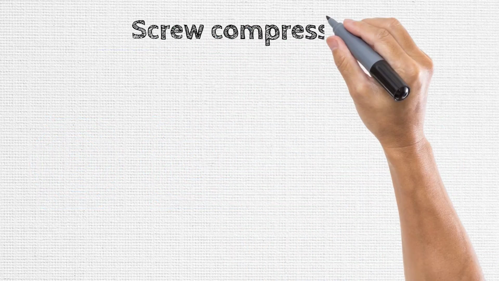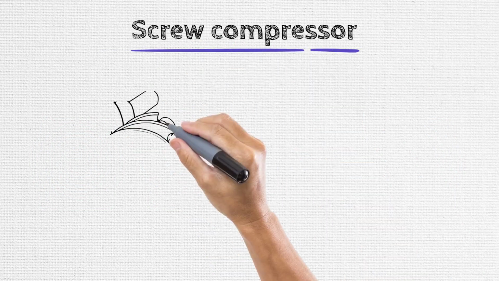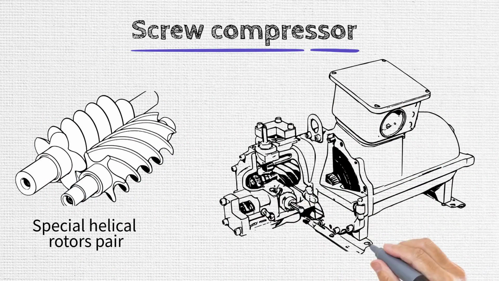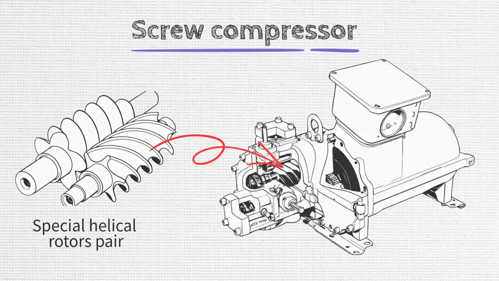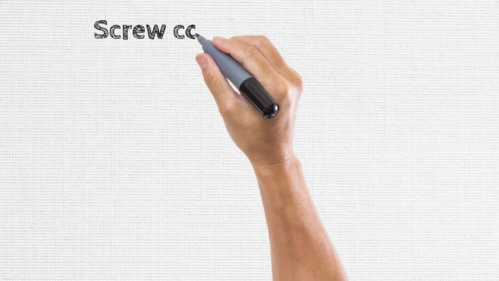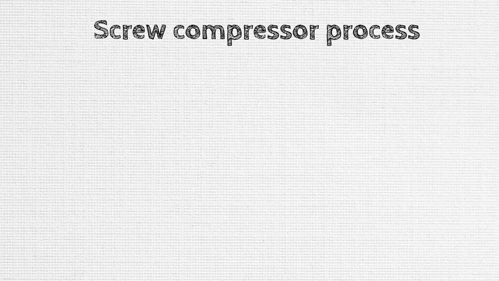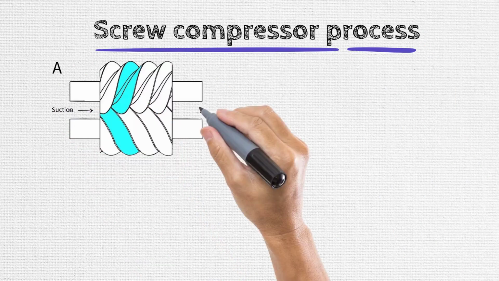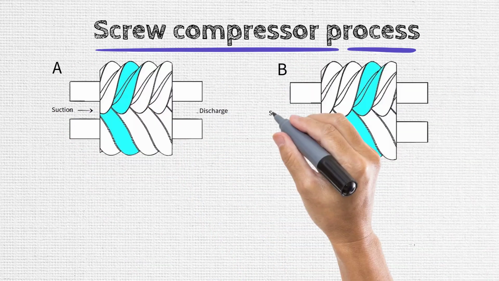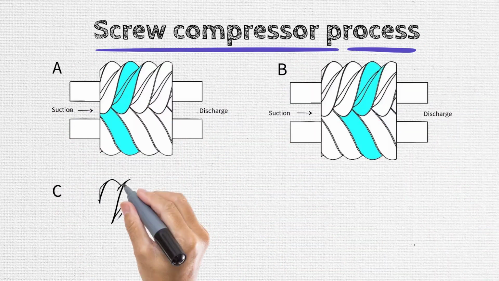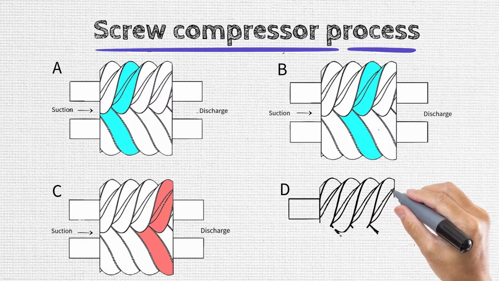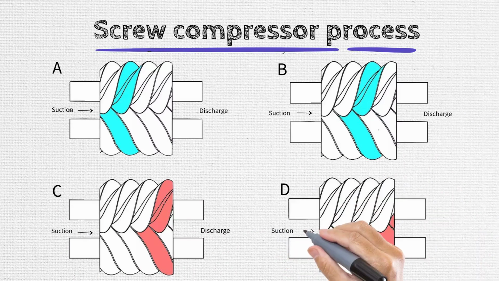Screw compressors use a pair of special helical rotors to compress refrigerant vapor. The rotors trap and compress the refrigerant vapor as they revolve in an accurately machined compressor cylinder. In a screw compressor, the revolving rotors compress the refrigerant vapor. A. Interlobe spaces being filled. B. Beginning of compression. C. Full compression of trapped vapor. D. Compressed vapor discharge from interlobe spaces.